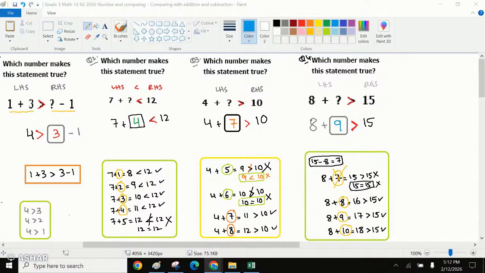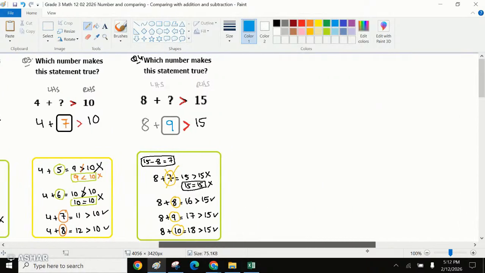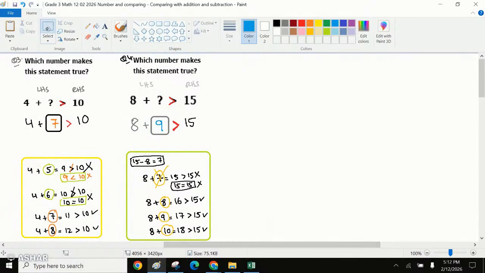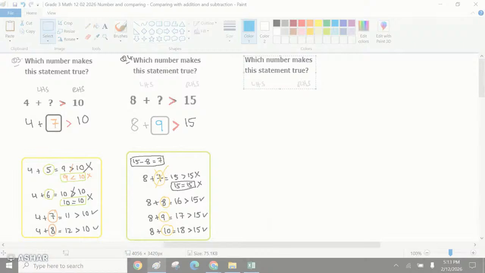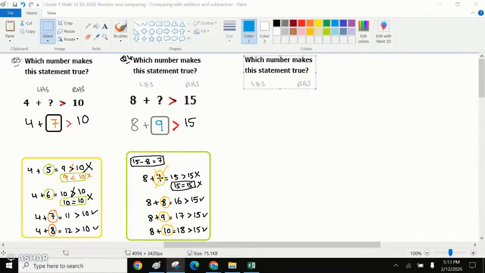Okay. Moving on to the next question. The next question says, which number makes this statement true? And the statement given is, 9 minus 2 is less than a number plus 4.